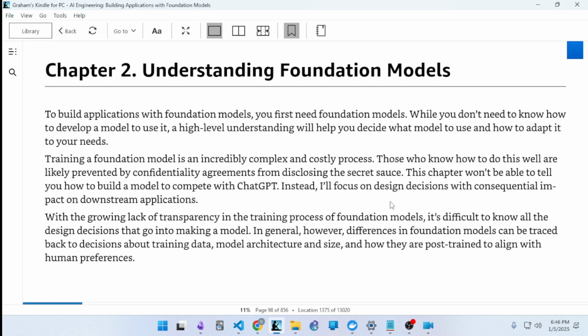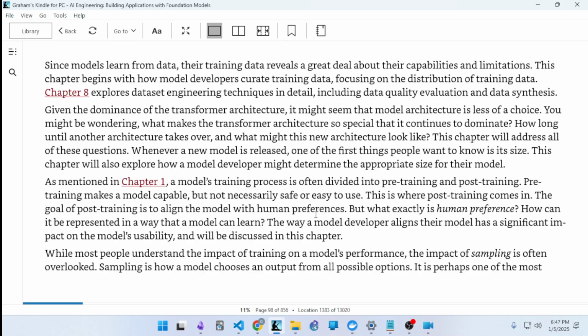This chapter won't be able to tell you how to build a model to compete with ChatGPT. Instead, I'll focus on design decisions and consequential impact on downstream applications. With the growing lack of transparency in the training process of foundation models, it's difficult to know all the design decisions that go into making a model. In general, however, differences in foundation models can be traced back to decisions about training data, model architecture and size, and how they are post-trained to align with human preferences.